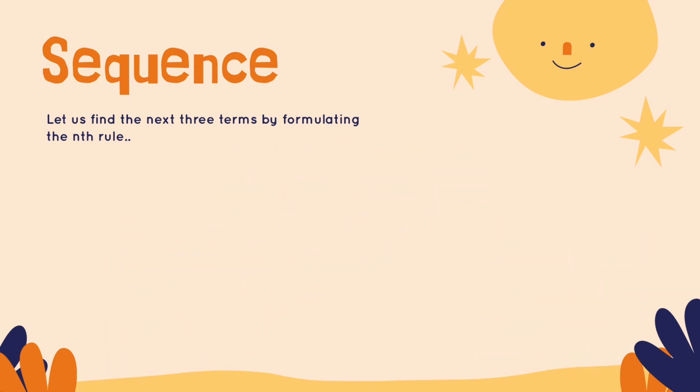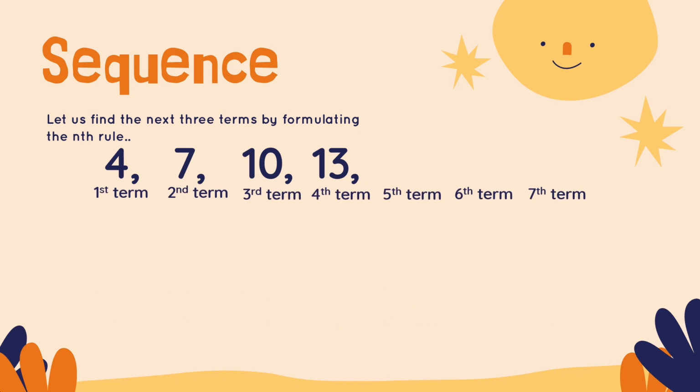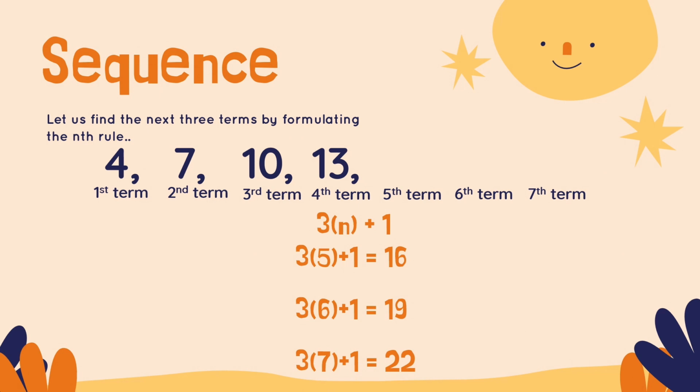So now, we can find the next three terms by using the nth rule. So again, we are looking for the fifth term, sixth term, and the seventh term. So let us use 3 times n plus 1. We have to substitute n by 5, by 6, and by 7. So that is 3 times 5 plus 1 equals 16. 3 times 6 plus 1, that is 19. 3 times 7 plus 1, that is 22. So now we know that our fifth term is 16, sixth term is 19, and seventh term is 22.